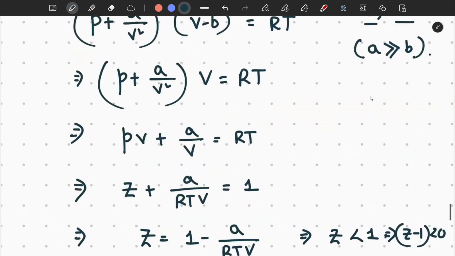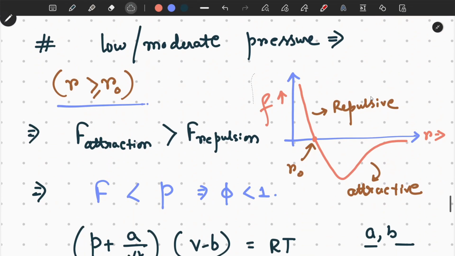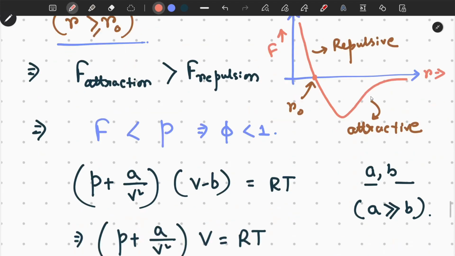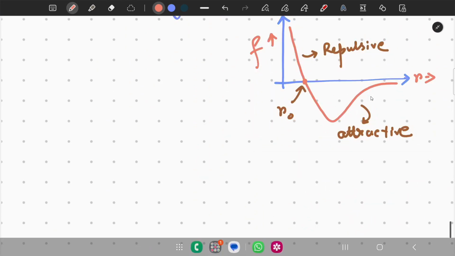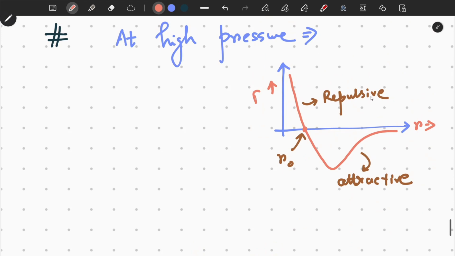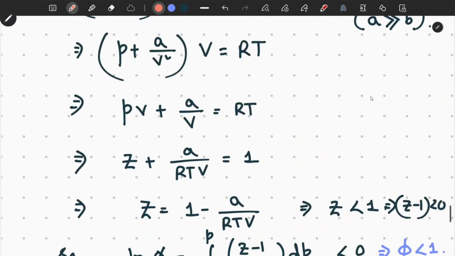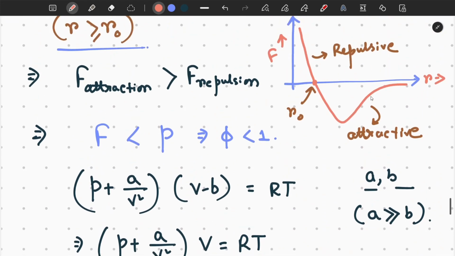Now we are interested in the high pressure region. So generally, we have already drawn this. Let me copy paste it here as well. But this is the capital F. This F is the force. It is not fugacity. The attractive and repulsive force I have drawn here, from the Lennard-Jones potential. This F attracts and repulses. No, this F is fugacity.